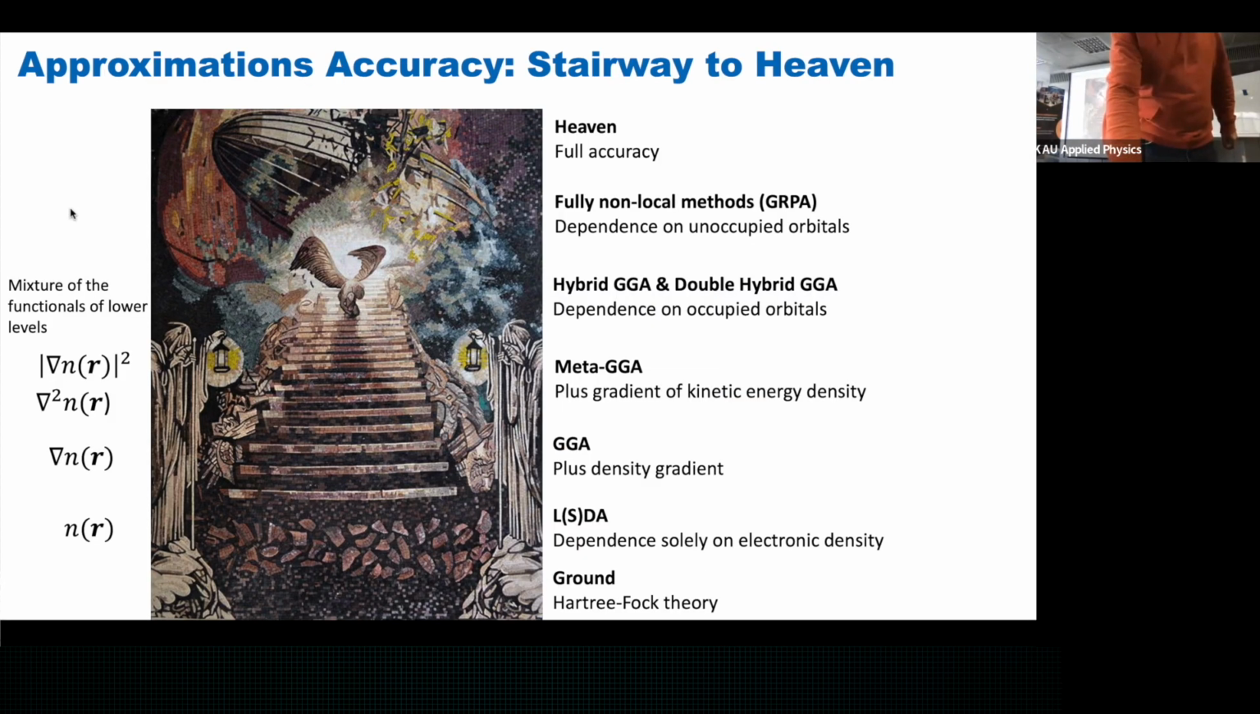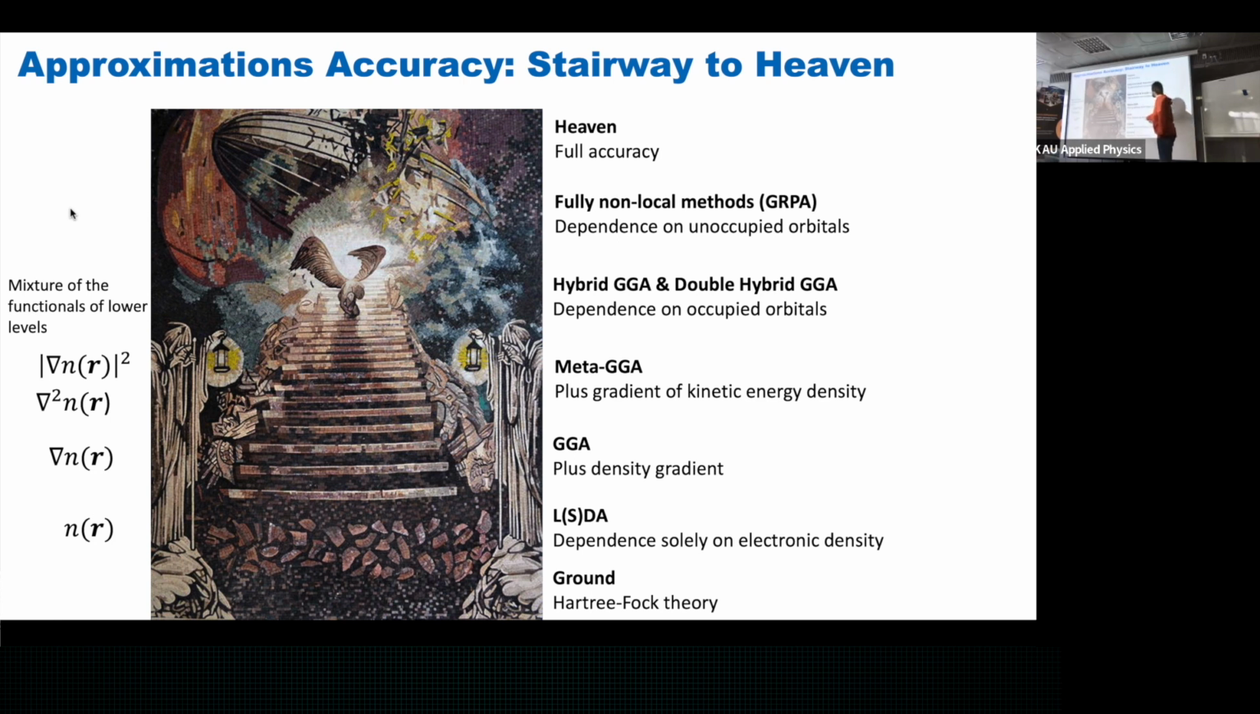It is a tradition to show all these methods on a kind of ladder. We start from Hartree-Fock and Thomas-Fermi theory. They are here, on the ground. Heaven is full accuracy. If, for example, we could solve the Schrödinger equation with no error, we would reach full accuracy. We haven't reached it yet. LDA is the next level. It depends only on electron density. Then we add the density gradient. You see here, the density gradient.